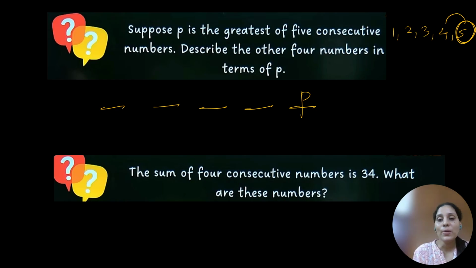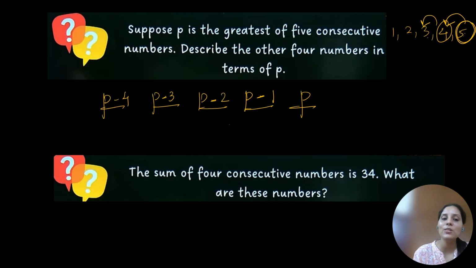Now, what is my previous number? It is 1 less than P, so P minus 1. Again, what is the number before that? 1 less than the next number, so P minus 2. Similarly, P minus 3, P minus 4. So these are the remaining four numbers.